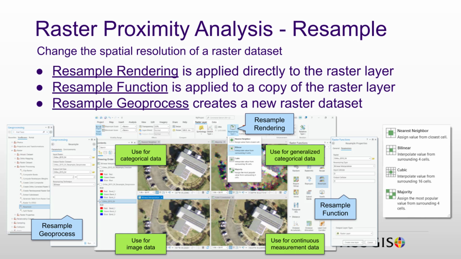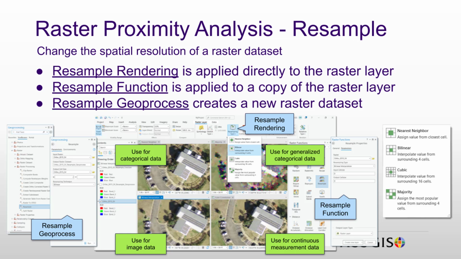Now there are three different approaches in ArcGIS Pro to resampling your raster data: resample rendering, resample function, and resample geoprocess. Resample rendering is applied directly to the raster layer in your map view. And so you access resample rendering from the contents pane. You select your raster layer, you activate the raster layer ribbon, and then you click on the resampling type drop-down button and select your technique.